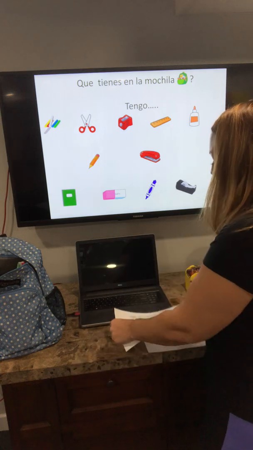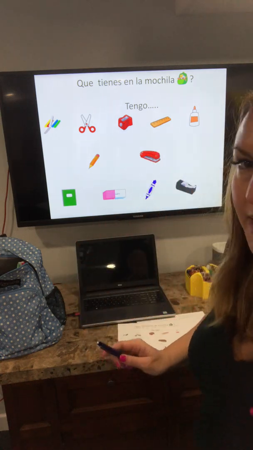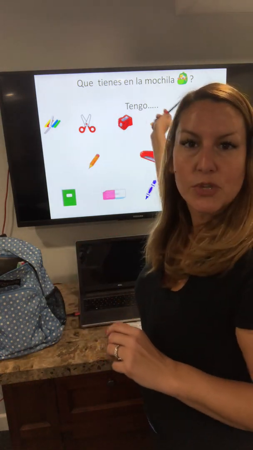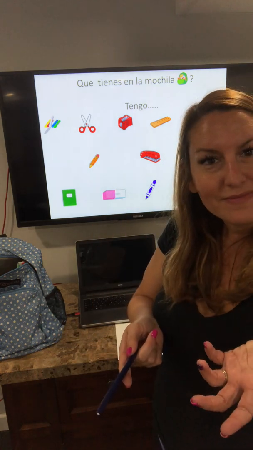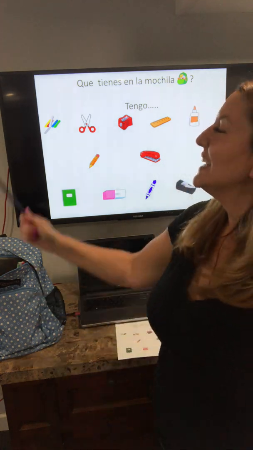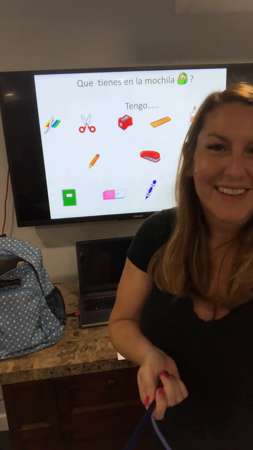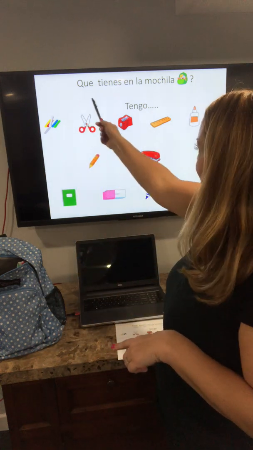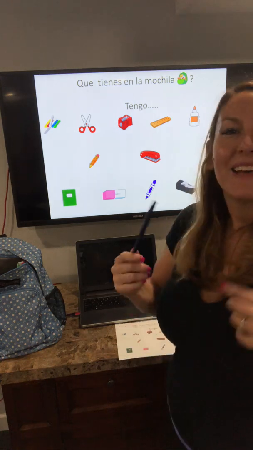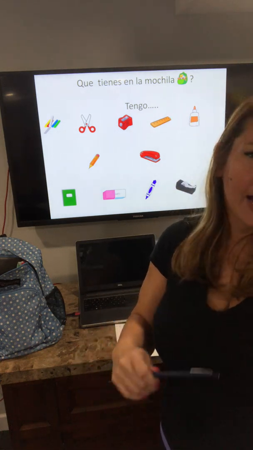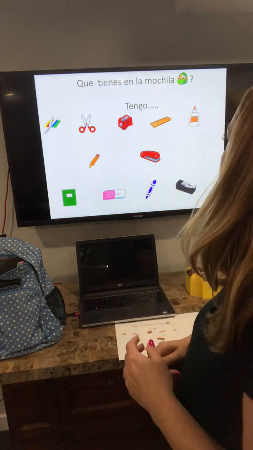Now let's practice saying that a couple times. We're going to practice it 3 times. Ready? ¿Qué tienes en la mochila? You should be saying it at home. ¿Qué tienes en la mochila? Okay, one more time. ¿Qué tienes en la mochila? And that's our essential question. We're going to ask it over and over again, okay?